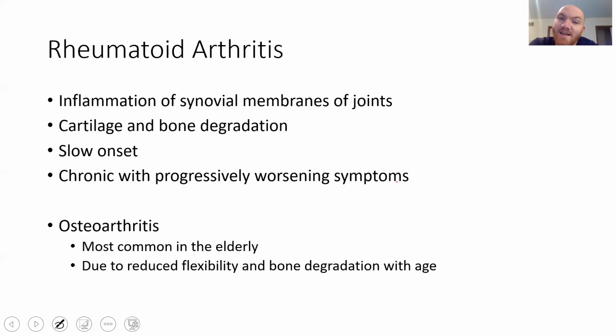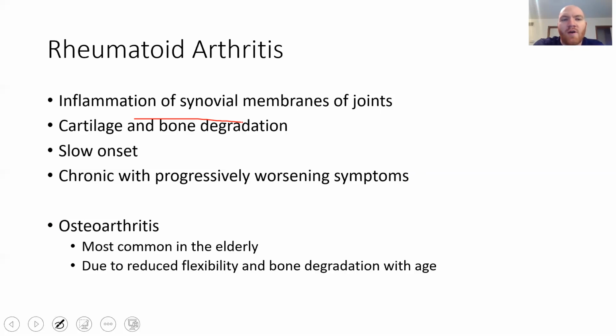Anyways, what it is, is inflammation of the synovial membranes of the joints. Synovial membranes and synovial fluid are what sit on top of the bone wherever they meet, because if you just have two hard surfaces rubbing against each other, they're going to wear each other down. So synovial membranes are like a buffer, basically. You'll see degradation of the bone and cartilage.